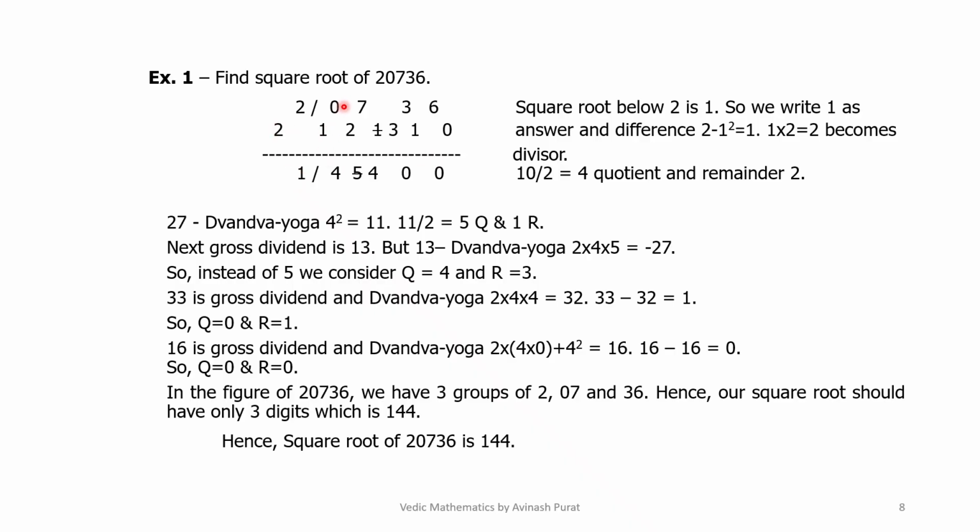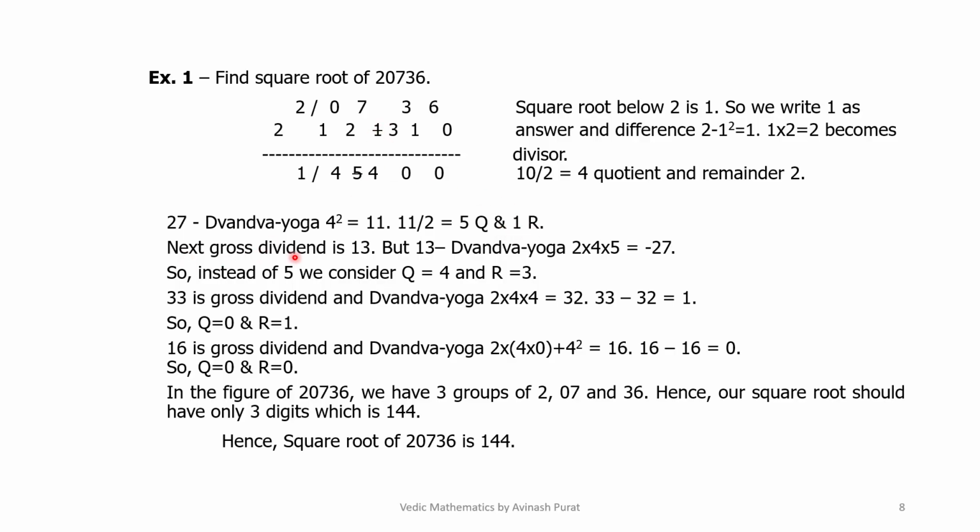Now 10 divided by 2 is 5 quotient, but we take 4 quotient and remainder is 2. 27 minus 1 by Dvandva Yoga, 4 square. 4 square is 16, so 11. 11 by 2 is quotient 5 and remainder 1.